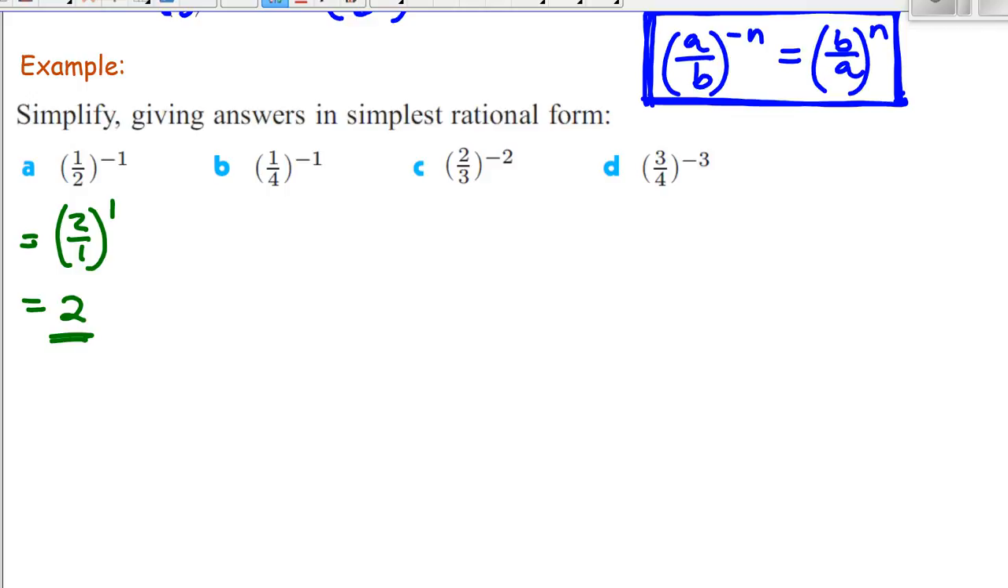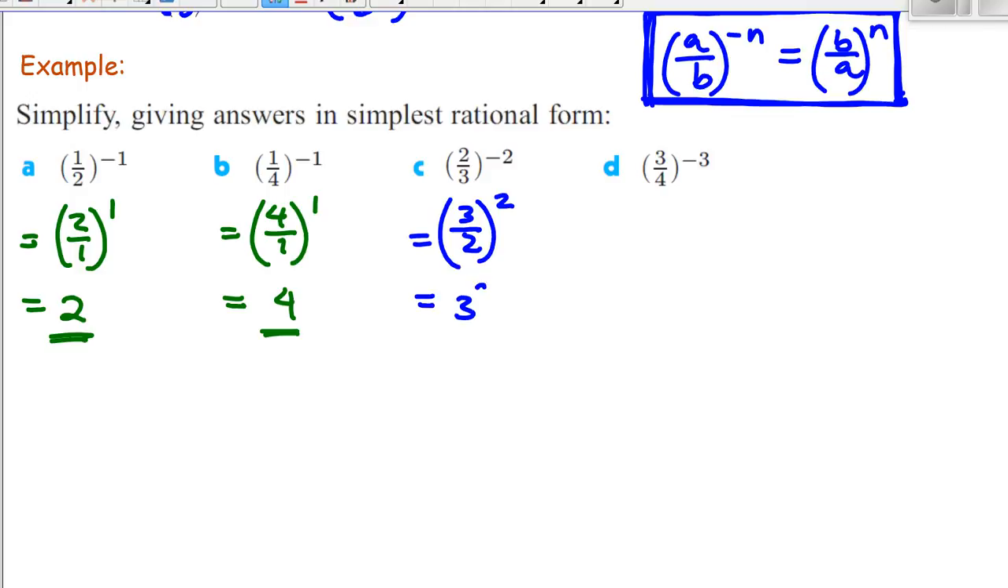Here we'll do the same thing. Get the reciprocal of 1 over 4, which is 4 over 1. And then ignore the negative and just write the power there. So what you end up with is just 4, because 4 divided by 1 is 4, and 4 to the power 1 is just 4. That's your answer. Here we're going to do the same thing. Interchange the top and the bottom, so 3 over 2. And then ignore the negative and just write the power. Now this is equal to 3 to the power 2 over 2 to the power 2, which will be equal to 9 over 4.